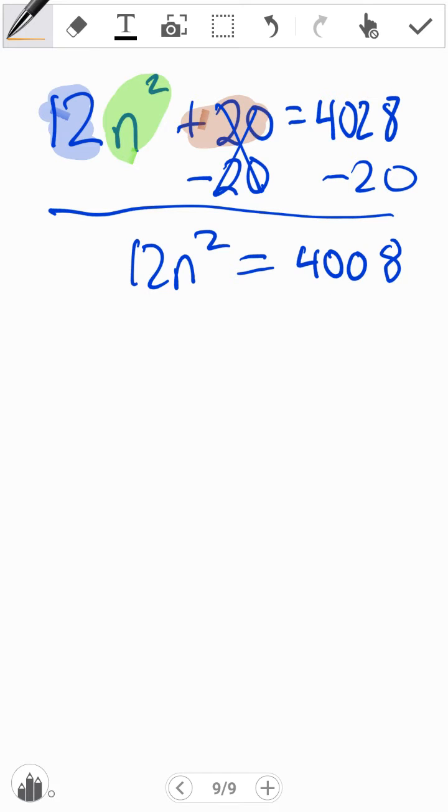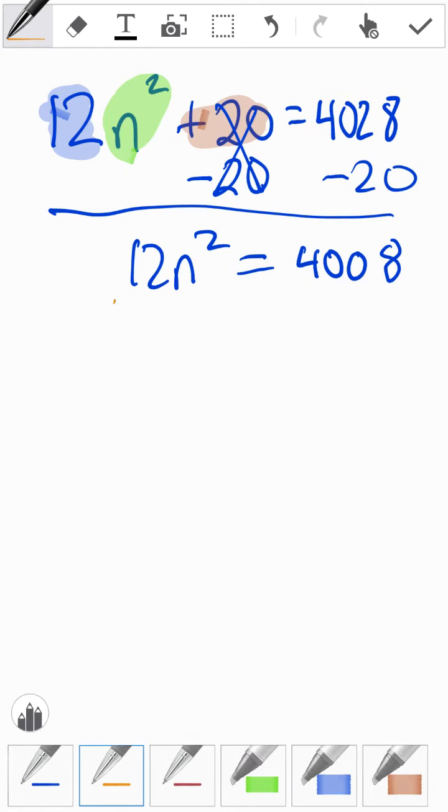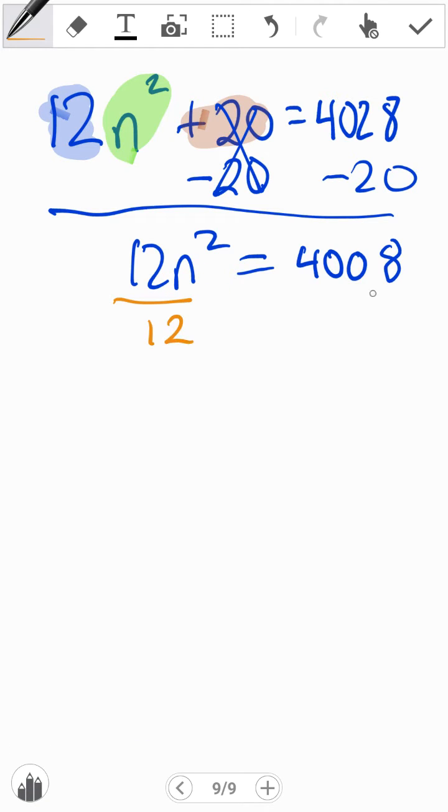So now my n squared is almost by itself, and now I'm just multiplying it by 12. So to undo that multiplication, we're going to divide both sides by 12. Those become 1, so I get 1n squared equals 4,008 divided by 12, which is 334.